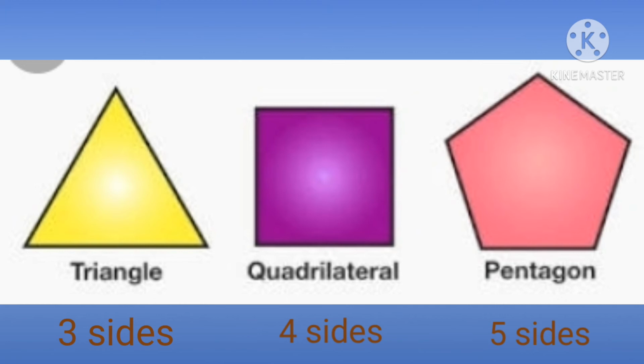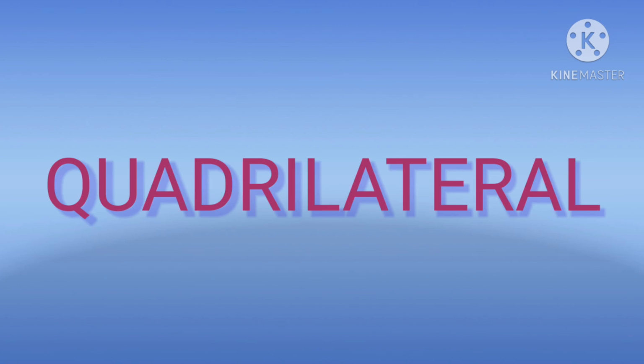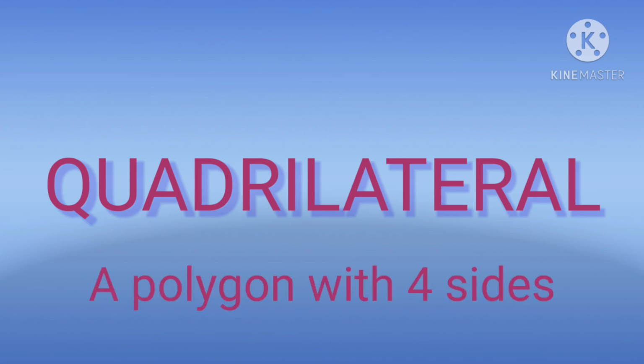There are different types of triangles, quadrilaterals and pentagons. Today we will learn about some special quadrilaterals. What is a quadrilateral? Yes, it is a polygon with 4 sides. Isn't it? Now, let us see some different types of quadrilaterals.